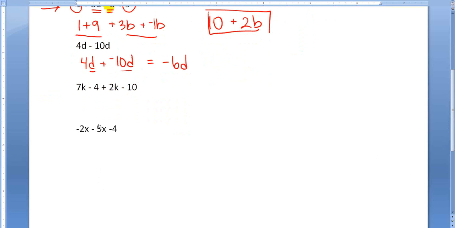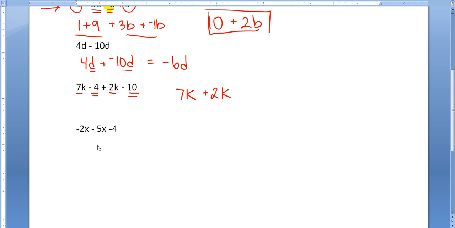Down here at this one, 7k, I've got a like term with that, it's the 2k. And the negative 4, it has a like term right there with the negative 10. So let me use the commutative property and rewrite this. So I'm going to change it to 7k plus 2k. I'm just moving things around because there is a commutative property for addition that allows me to do that.